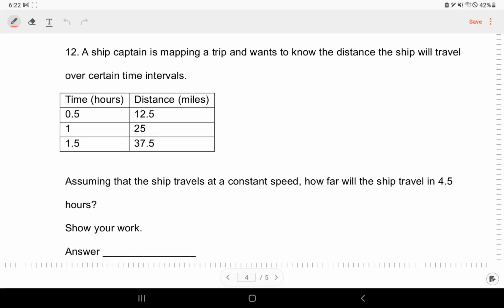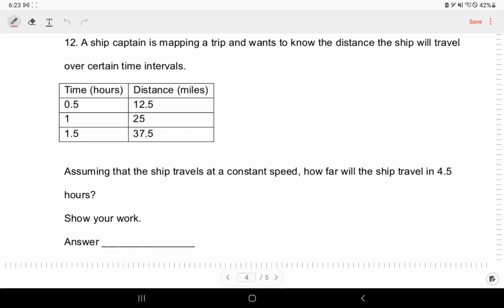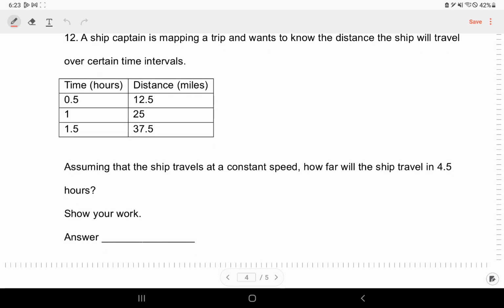A ship captain is mapping a trip and wants to know the distance the ship will travel over certain time intervals. Assuming the ship travels at a constant speed, how far will the ship travel in 4.5 hours? Well, again, a couple of different ways we can do this. Here's a half, and so we want 4.5. So we can just multiply that until we get to 4.5.